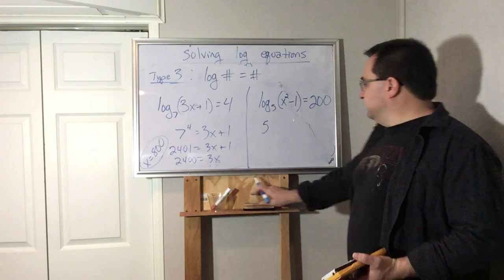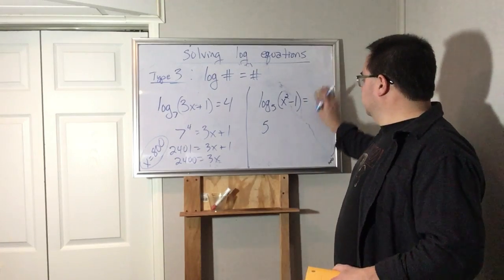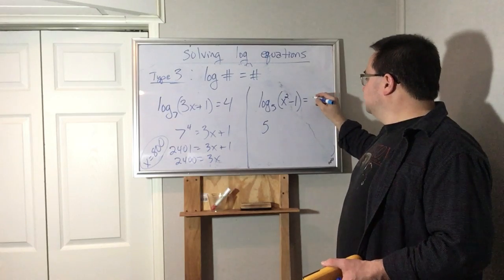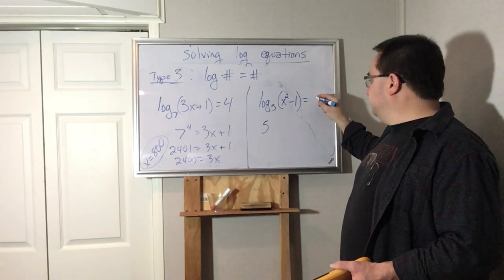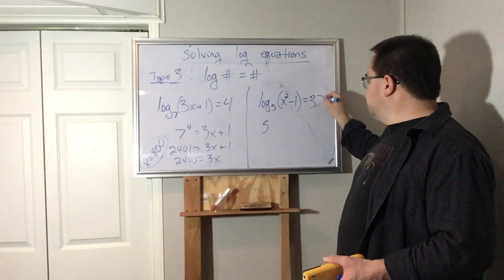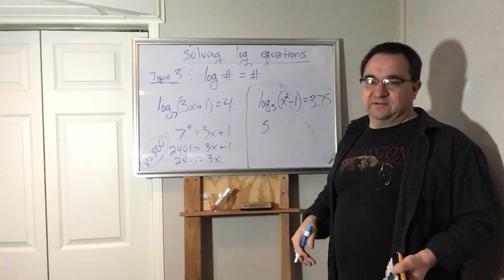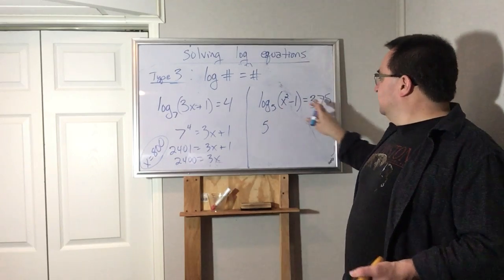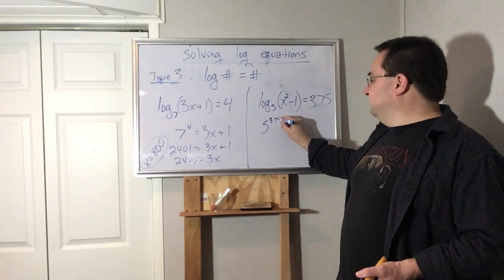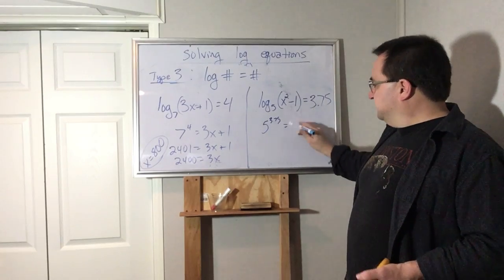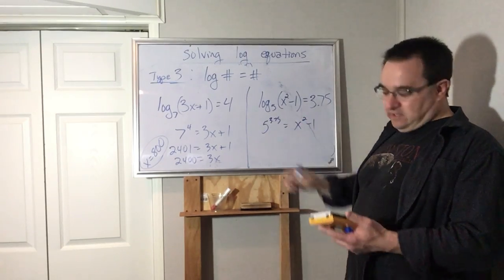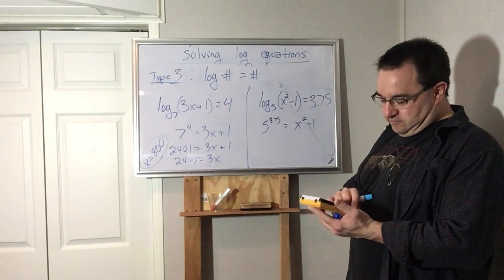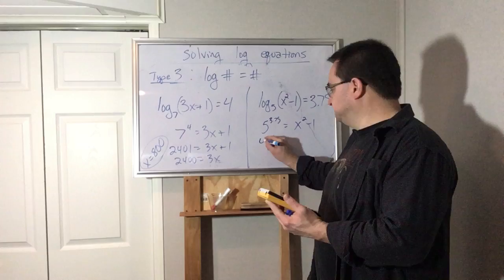Yeah, that's too big of a number. My calculator said overflow, so I couldn't give you that. 5 to the 200 is too big. Let's make it 3.75. Sorry about that. So I have to rewrite it. 5 to the 3.75 equals that stuff. The calculator didn't like it because 5 to the 200 is an awfully big number. But this is much better.